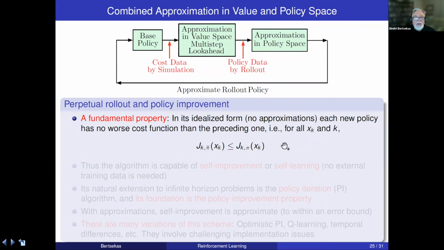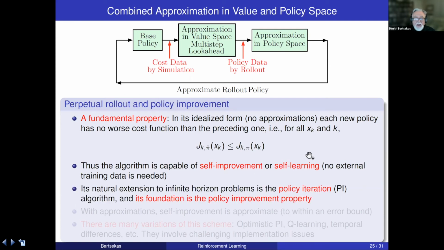Now, if there were no approximations and the policy iteration method were exact, then we would obtain a cost improvement. The new policy would be better than the original policy for every state. So the algorithm is capable of self-improvement and self-learning, and it's the natural extension.